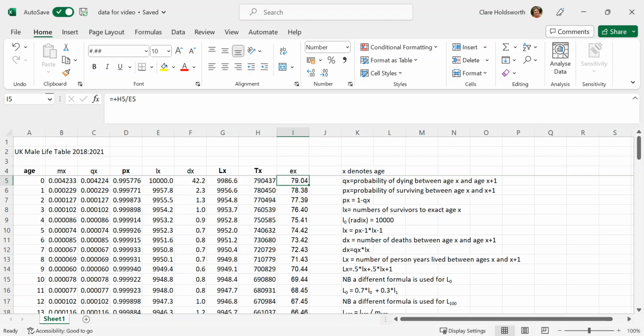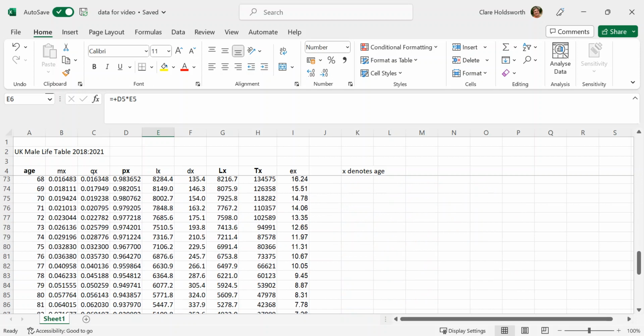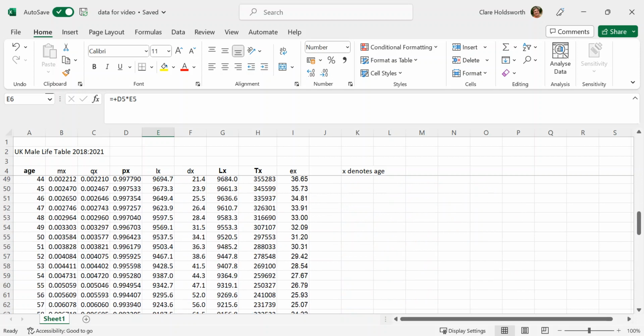If we look at the next value, that's E1, that's life expectancy at age 1, and we calculate that by dividing the total number of years lived from age 1, 780,450, and we divide that by the number of people who survive to age 1. That's 9,957, and that's how we can calculate the life expectancies at all different ages.